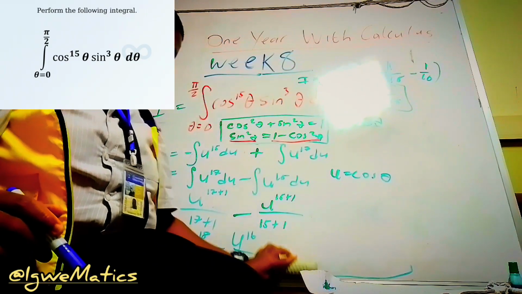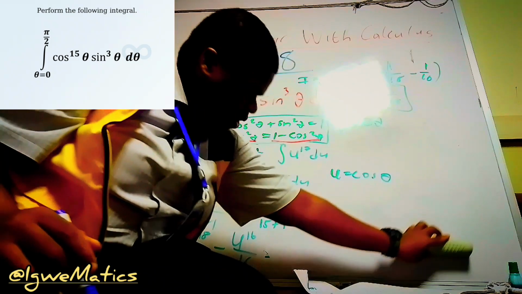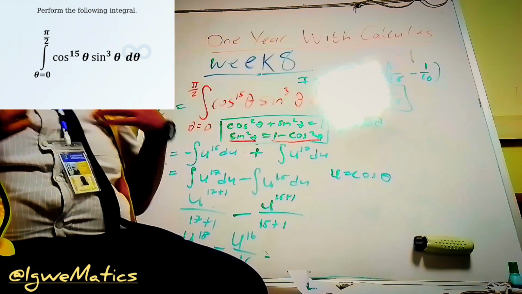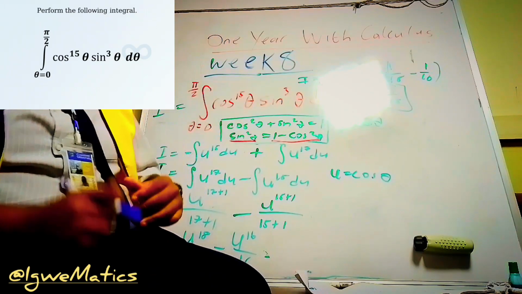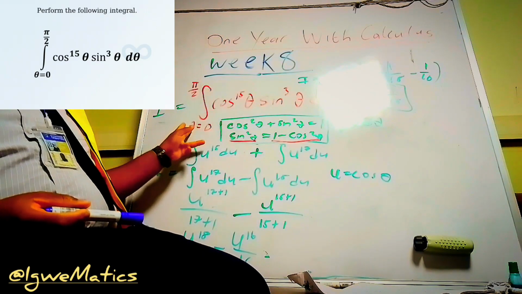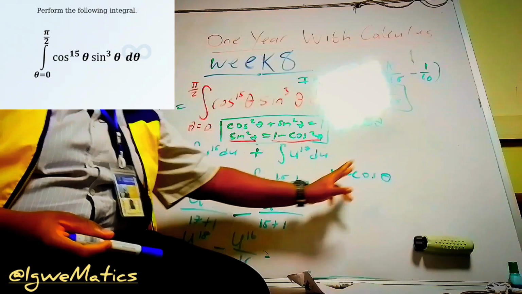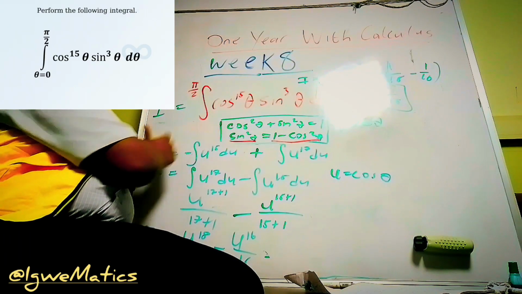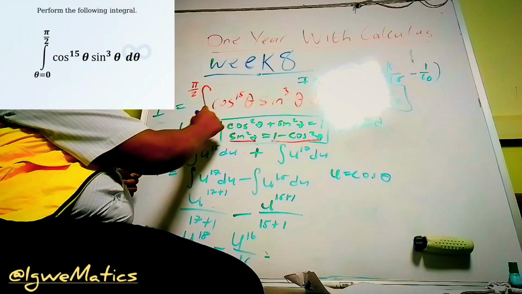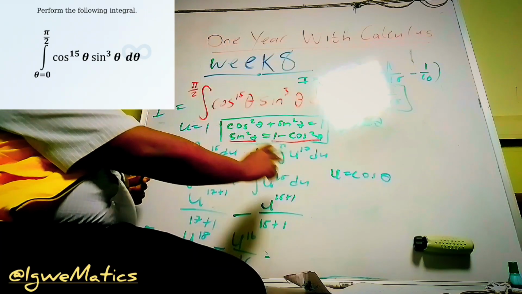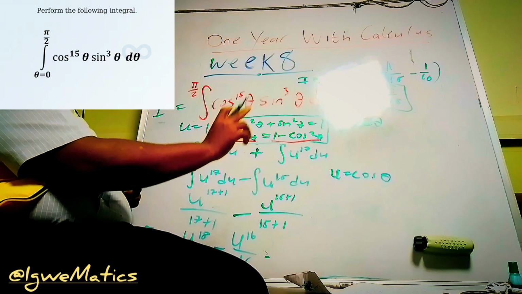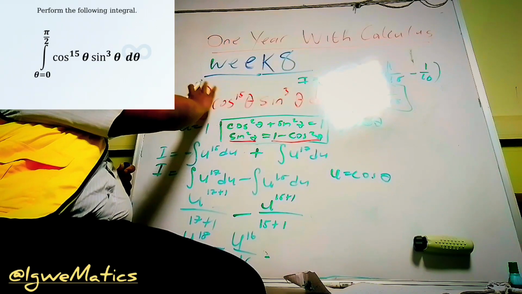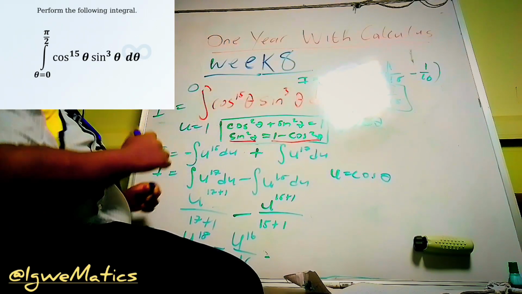For method 2, we have to make the new lower limit and upper limit for integrating over u. When theta is equal to 0, cos 0 will be 1, so u is equal to 1. So our new lower limit will be u equals 1. When theta is equal to pi over 2, cos pi over 2 equals 0. So u equals 0 is our new upper limit.